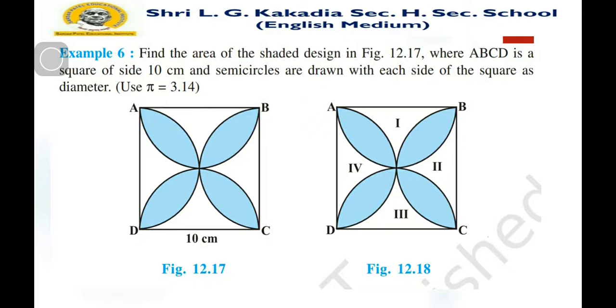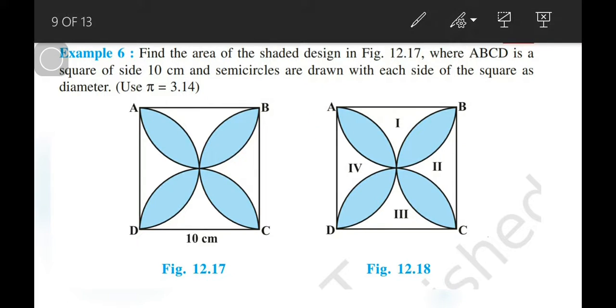Now here is example number 6: find the area of the shaded region in figure 12.17, where ABCD is a square of side 10 centimeter and semicircles are drawn with each side of the square as diameter. Now we want to find the shaded design. We want to find the area of the shaded design. For that, how can we find it?